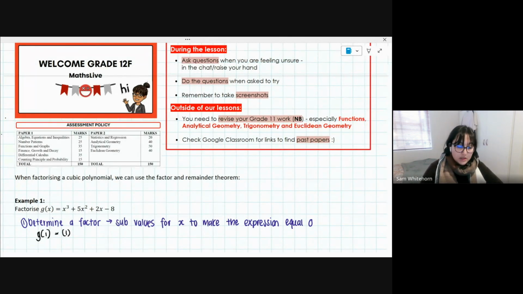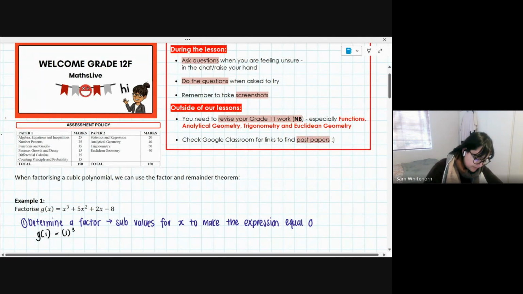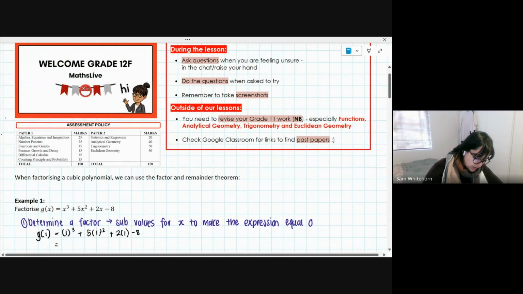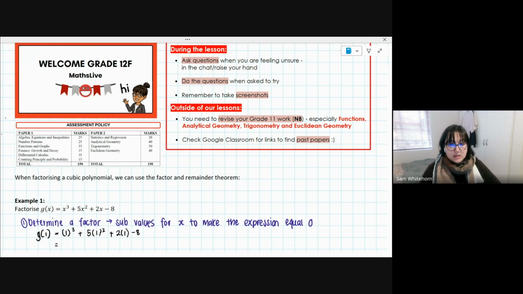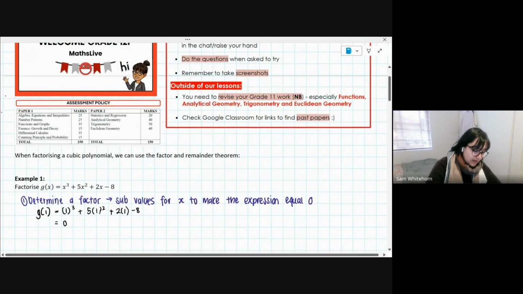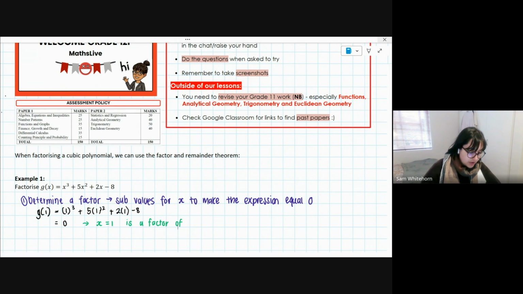You would obviously do this on a calculator. You do not show this like I'm doing here. I'm just showing you so that you know. 1 cubed plus 5 times 1 squared plus 2 times 1 minus 8. Doing it on your calculator gives you the answer automatically. 1 cubed is 1 plus 5 times 1 squared, so plus 5. Plus 2, so 1 plus 5 is 6, plus 2 is 8. 8 minus 8 is 0. So what this has told me is that x equals 1 is a solution of g of x.